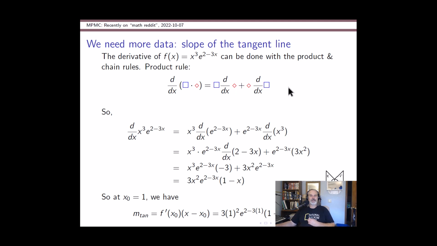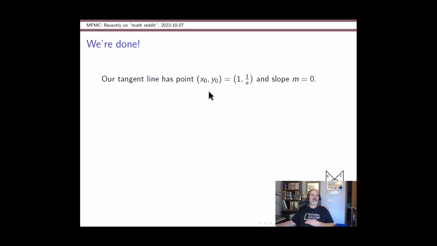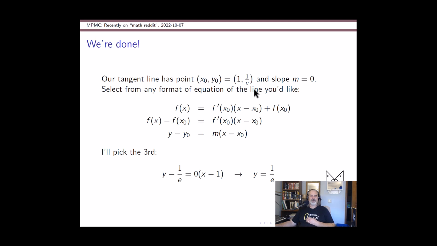Anyway, conveniently, we're asking for the slope of this tangent line at x equals 1. So we want to plug x equals 1 into that derivative, and that gives us 0. Okay, so the line in question is going to be thumbtacked to the point 1, 1 over e, and have the slope 0.